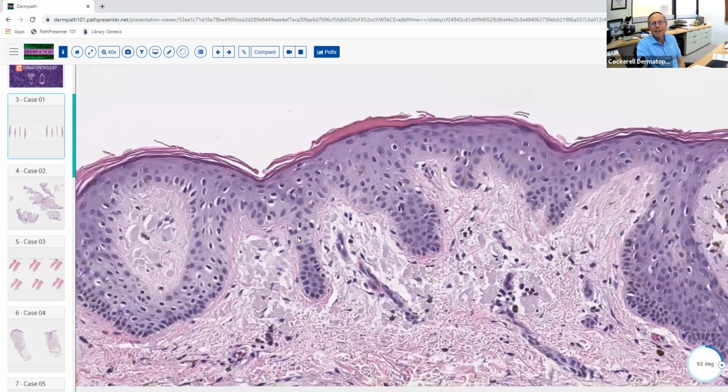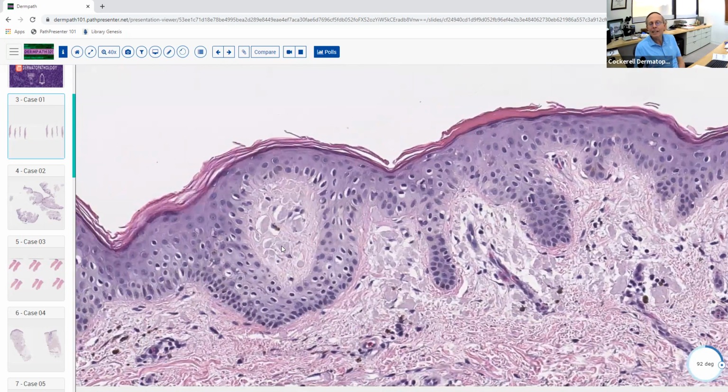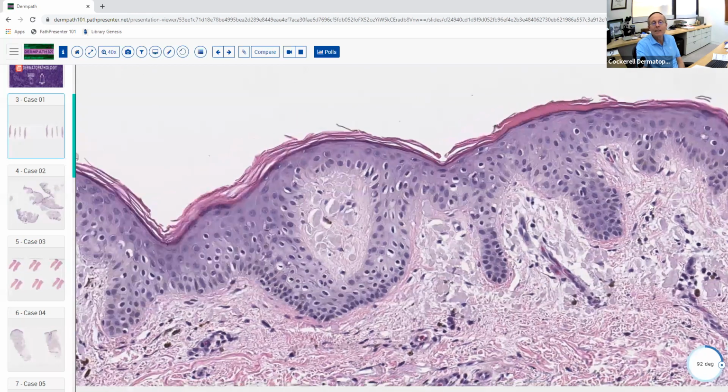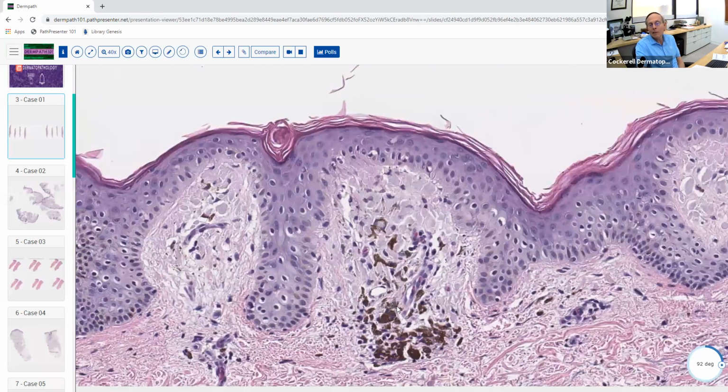So this is macular or lichen amyloidosis. This is kind of what you see most of the time. You see these little tiny globules of amyloid. Sometimes you see just a teensy tiny amount that's just beginning to develop. And you very commonly get melanophages.